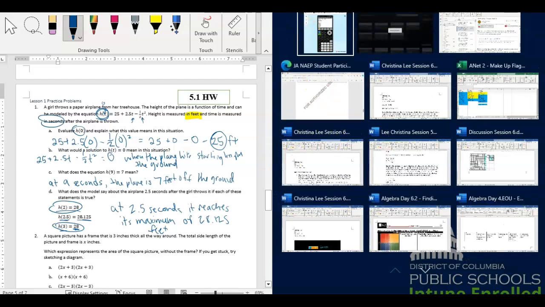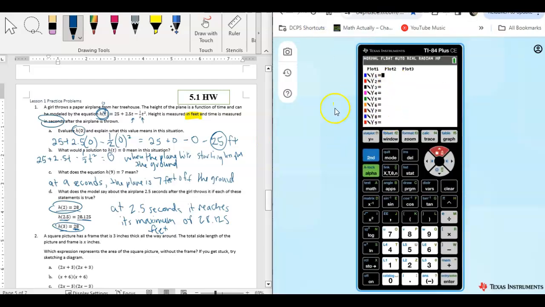So if I put this into my calculator and I have 25 plus 2.5x minus 0.5x squared, and then I graph that. Well, I can't see anything, so I'm going to do zoom and 6 standard. All right, now I can see something. It's not quite everything that I want to see, though.